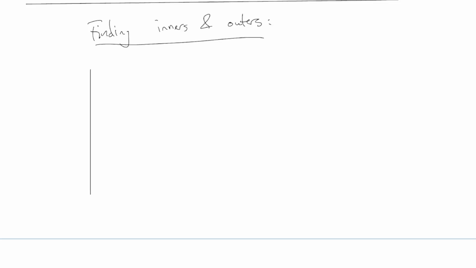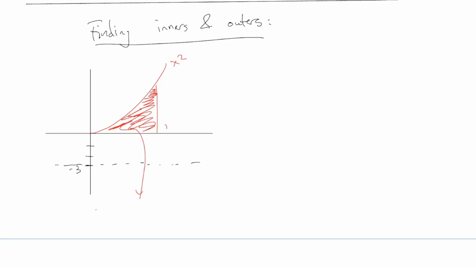Let's try something. How about x squared here? But I'm going to rotate around y equals -3. All right. So it's this shape, and let's just go over to 1. That region being rotated around like this, so it becomes something like that down there.